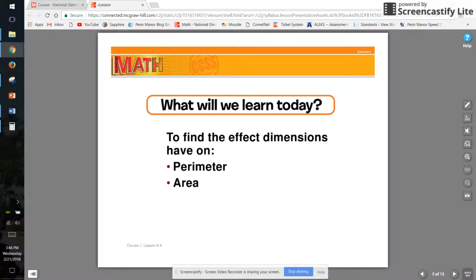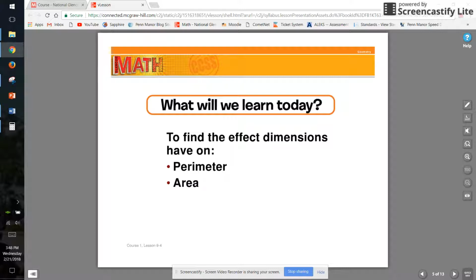And to be honest with you, today we're talking about a fairly complex geometry situation we're going to get ourselves through. And it's exactly what it says on the screen here. We're going to find how the effective dimensions change perimeter and area. And through discovery and learning today, we'll discover there are two very different things.